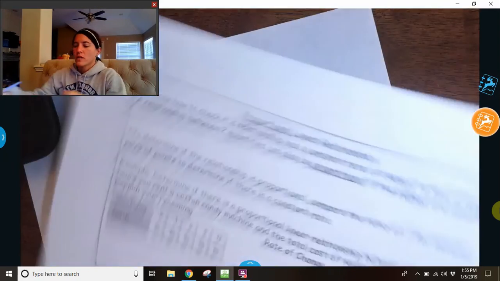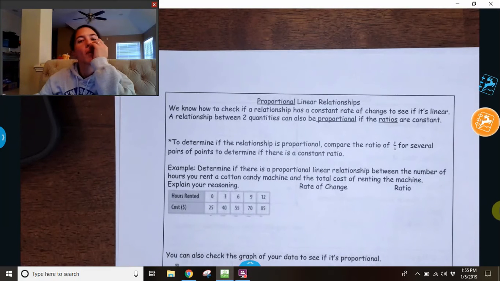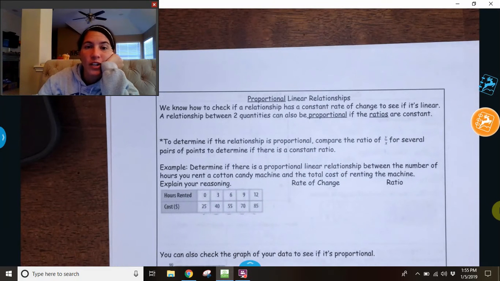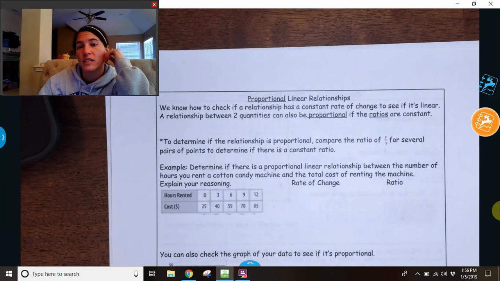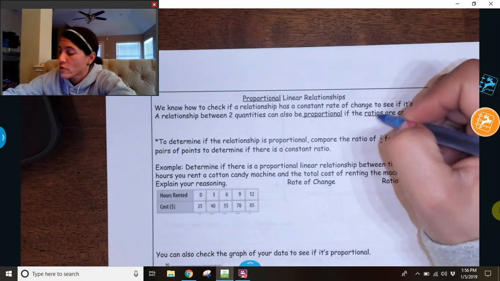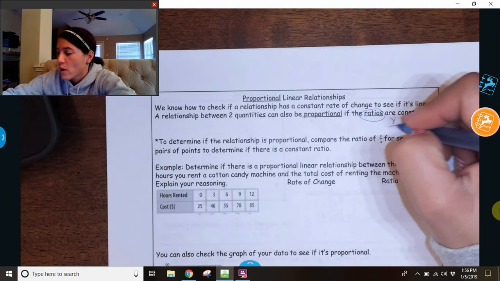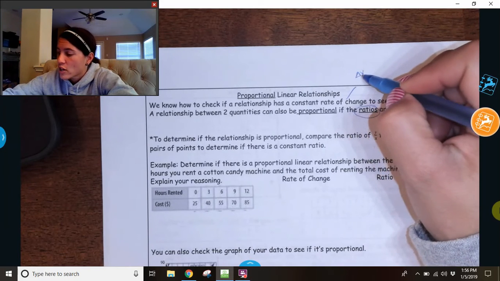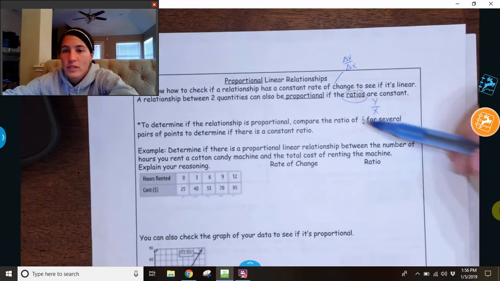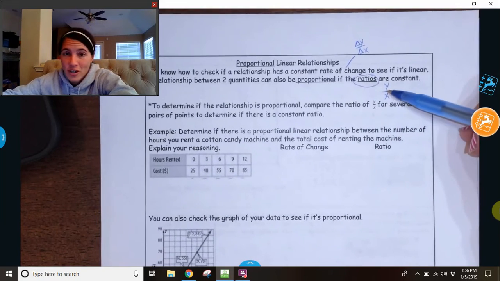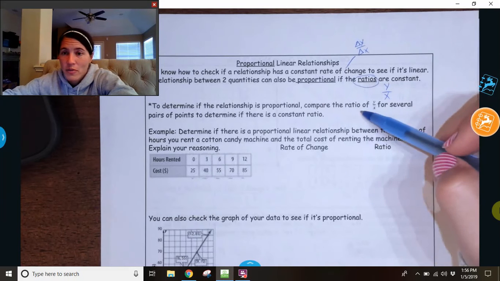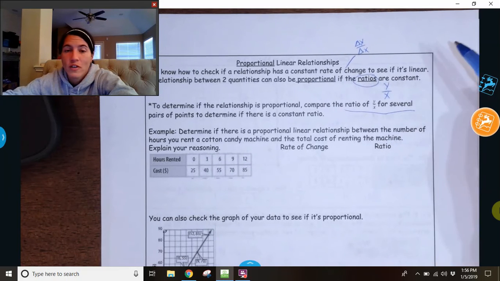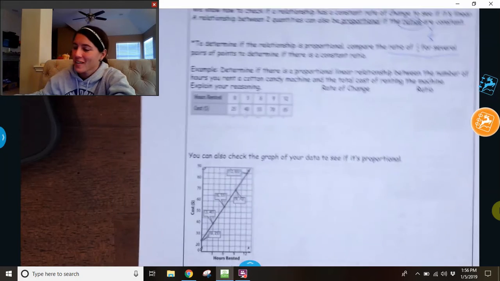So here we go. On the back. Proportional linear relationships. We know how to check if a relationship has a constant rate of change to see if it's linear. A relationship between two quantities can also be proportional if the ratios are the same. So the ratio of y to x, not the change in y, the change in x. The constant rate of change is the change in y over the change in x. But if we want to see if it's proportional, we just check the ratio. And then it says right here, compare the ratio for several pairs of points. So let me show you how to do that.